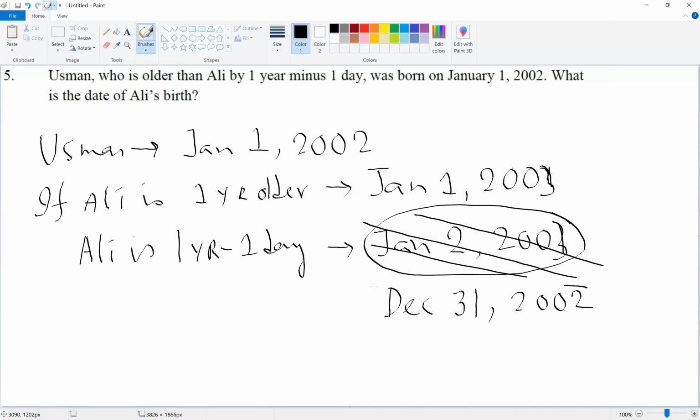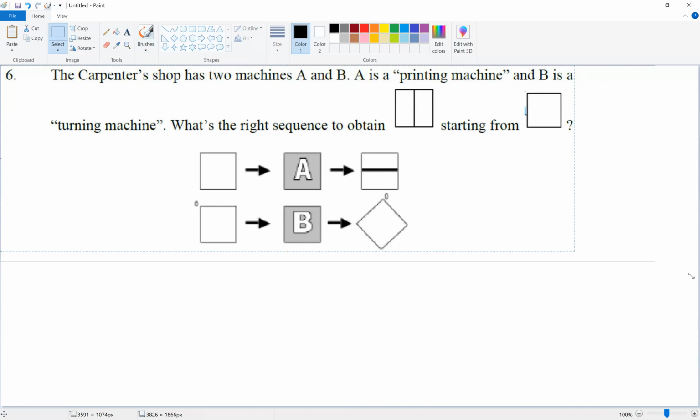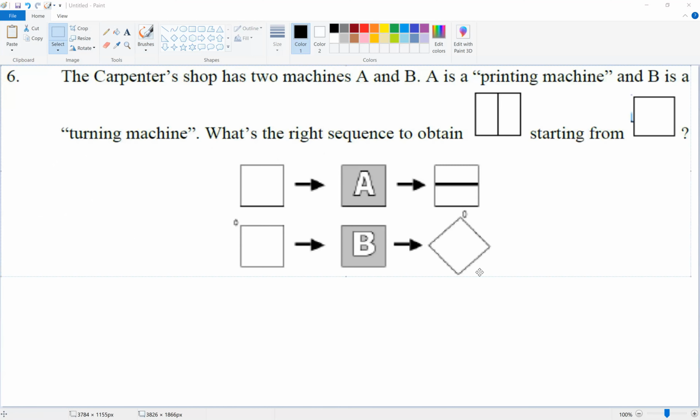Correct yourself. He read the question wrong. I wrote that question wrong. I was thinking Ali is older. Wait, so is December 31st the correct answer? Yep, December 31st, 2002. That's the answer I said. Yeah, I read it wrong and wrote it wrong 2 times. I got distracted by my dog barking.